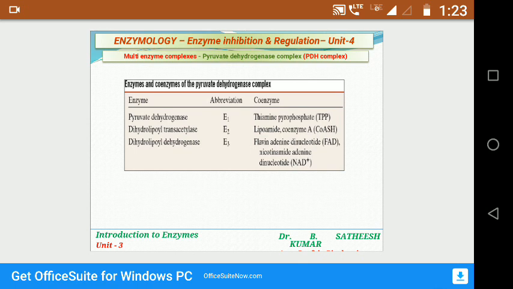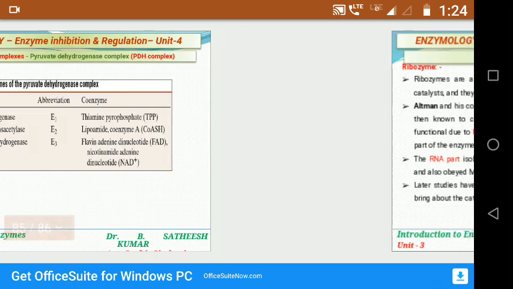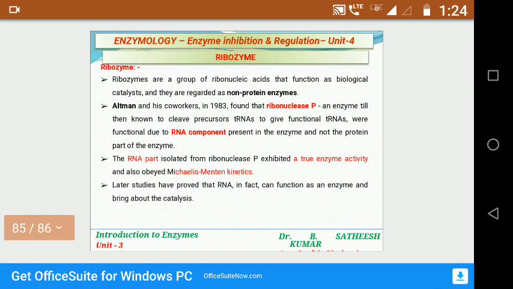So these kinds of enzymes, with complex activities, more enzymatic processes, and more coenzyme requirements, are known as multi-enzyme complexes.